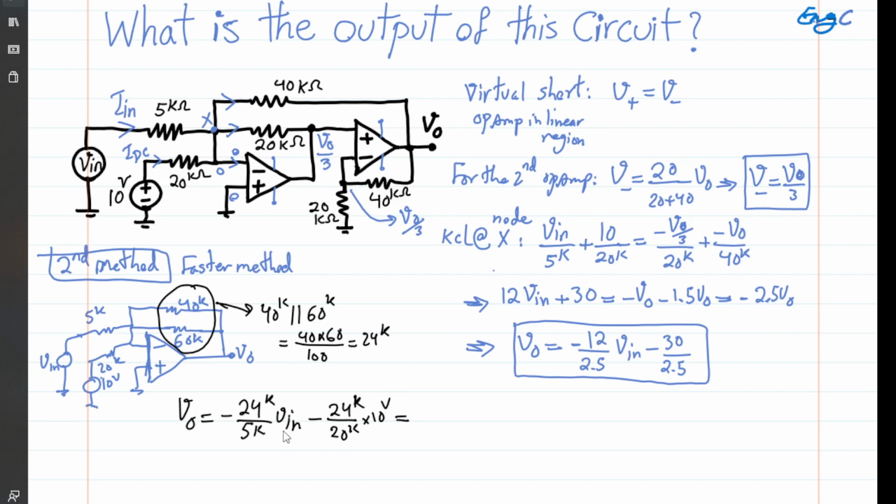If we use this, you can see that this first one is exactly what you have here. If you simplify this, it becomes negative 4.8 V in. And then over here, we have 24K divided by 2, which becomes 12K, which becomes minus 12 volts, the same thing as on top. Negative 12 over 2.5 becomes negative 4.8 V in. And this 30 divided by 2.5 also gives you minus 12. So we have a match.